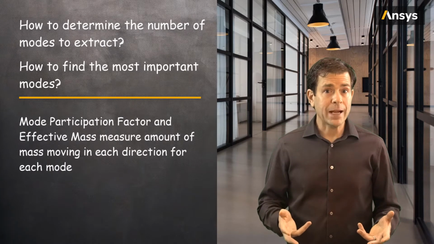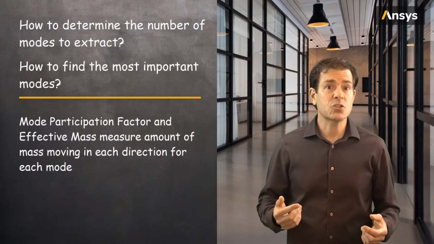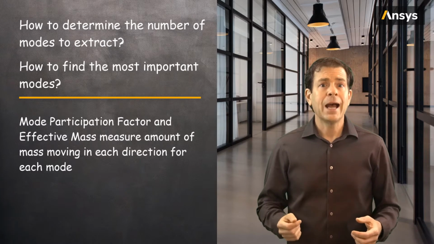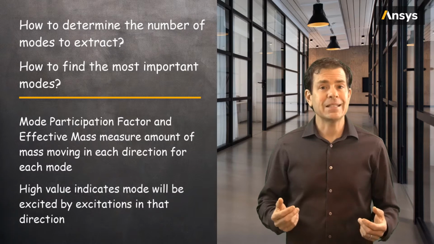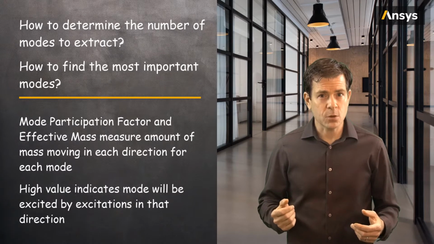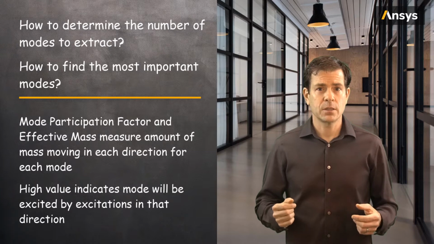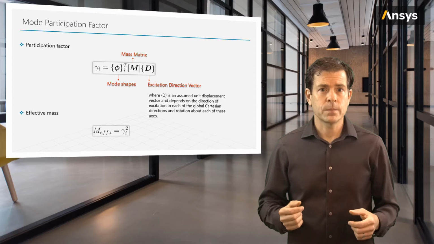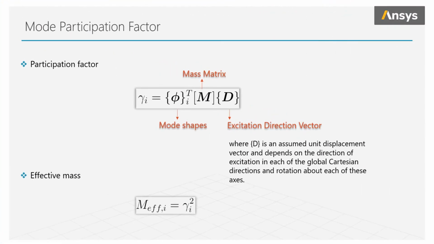Mode participation factor measures the amount of mass moving in each direction for each mode. A high value in a direction indicates that the mode will be excited by forces or excitations in that direction. Let's see how the participation factor and effective mass are calculated. Essentially, we take the transpose of the mode shape or eigenvector matrix phi, multiply it by the mass matrix M, and then multiply it by the excitation direction vector D. This vector D represents the direction the participation factor is calculated in.